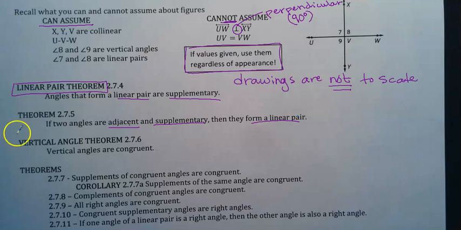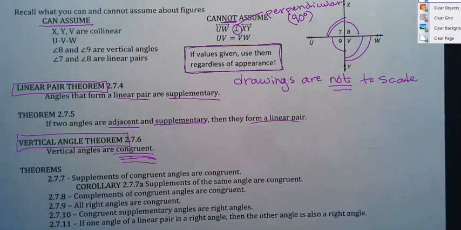Vertical angle theorem. You're going to want to know this one really well. Vertical angles are congruent. That means that angle 9 is congruent to angle 8, and that means angle 7 is congruent to this unlabeled angle over here, because vertical angles are congruent. We now know that and can use that.